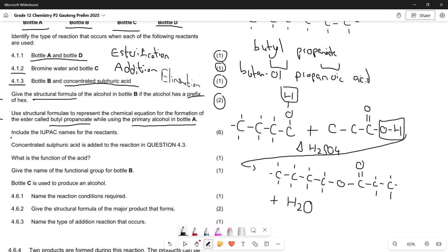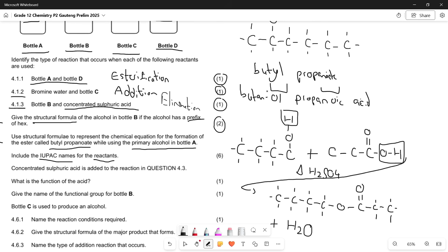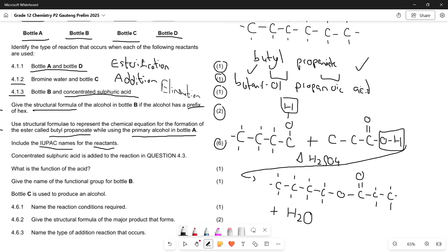Then for the other 2 marks, it does say include the IUPAC names for the reactants specifically. And we almost had them up here when we were writing. We have our propanoic acid, so that's great. And then we just need to update our butane over here, because what we have is butan-1-ol. We just have to write the number of the location of where the hydroxyl group is attached. And with that, we'd earn the additional 2 marks over there. And this would earn us 6 marks in total.